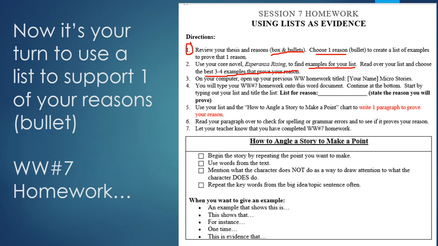Okay? And you will continue your homework on your Microsoft Word document where you title it your name and micro stories, and you'll just type it at the bottom. You'll start by typing out your list. Title your list. You're going to say list for a reason and then write your reason. Once you have your list, then you will refer to your tool, how to angle a story to make a point chart, and you will write 1 paragraph to prove your reason. Number 6, you will read your paragraph over to check for spelling or grammar errors and to see if it proves your reasons. And number 7, you will let your teacher know that you have completed Writer's Workshop number 7 homework.